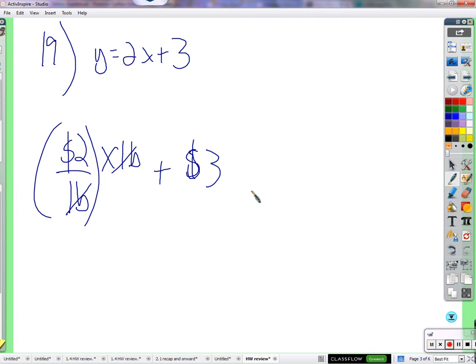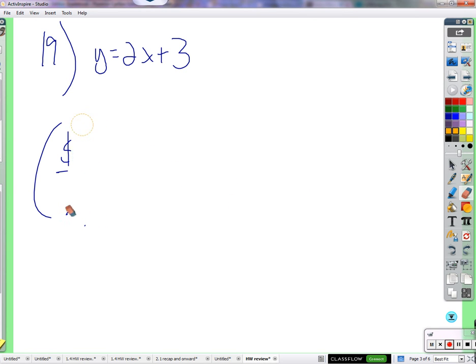Taxes, or it just costs $3 for gas money. The person who's working there just costs $3 for them to stand there for that long and process your package. I don't know. Whatever. That's a perfectly good story. $2 per pound, that's definitely what's going on here. It definitely costs $2 per pound, but it definitely is $3 additional. You just don't know why there's $3 additional exactly. So there we go. That's why it's 2x plus 3.